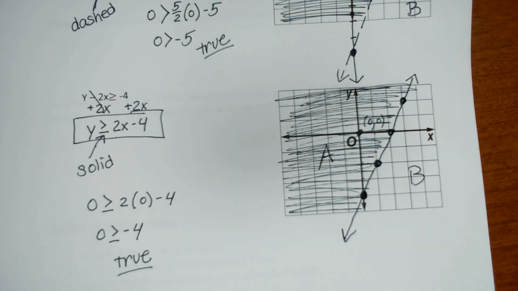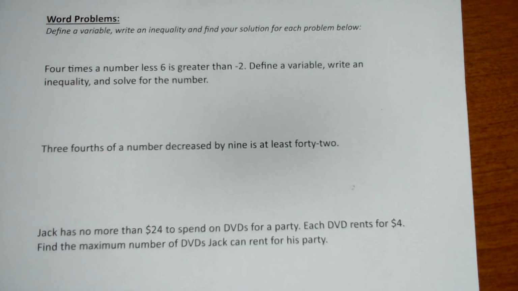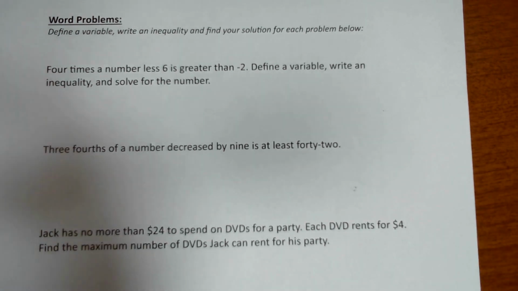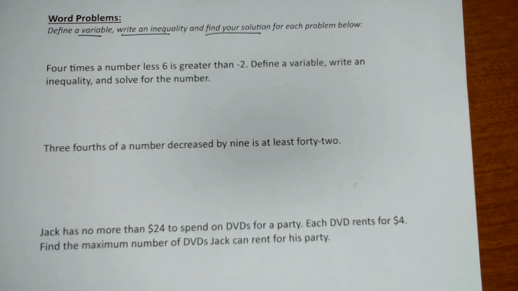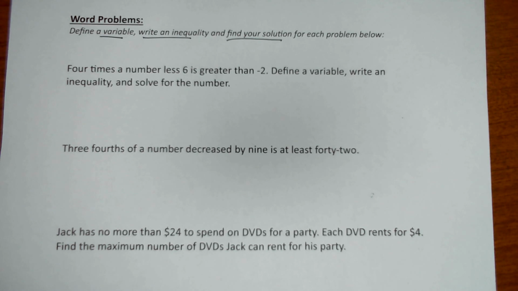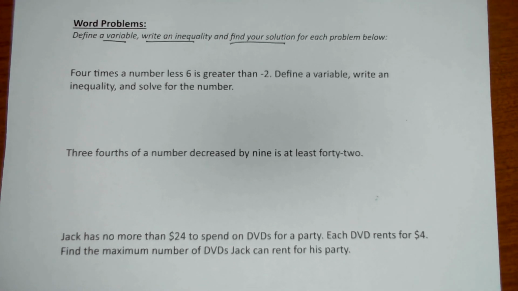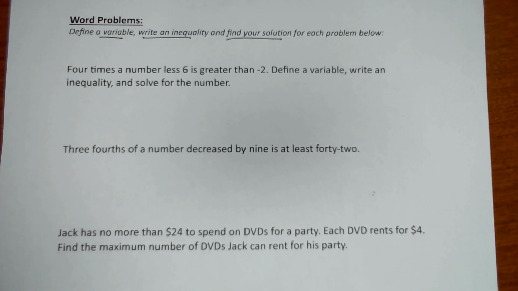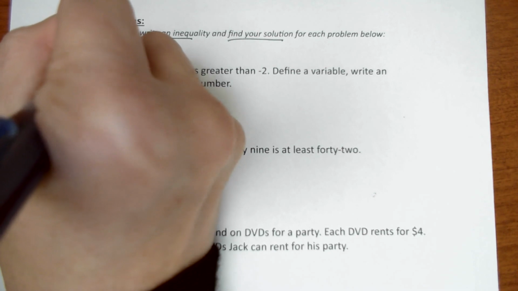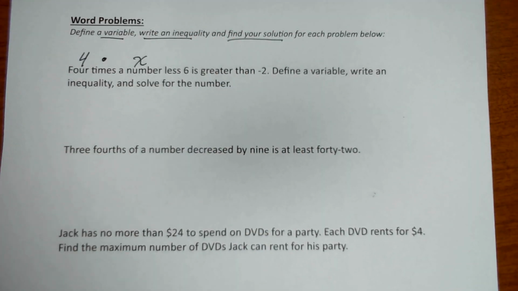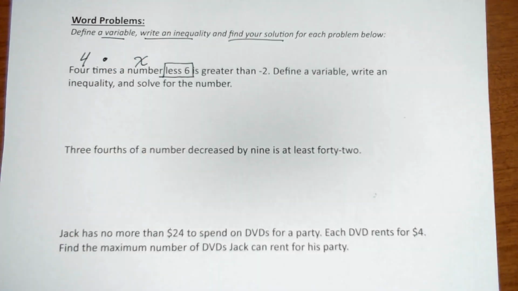All right, so that's a quick review of graphing on our coordinate plane using inequalities. And lastly, we're going to go over how to translate word problems into inequalities and then solve them. So our directions tell us to define a variable, write an inequality, and then find our solution for the problems below. When we are translating word problems into inequalities, I highly encourage you to take it one word at a time and make little notes or mark up your question as you read through it. So for this one, it says 4 times a number, less 6. Let's talk about this for a second.